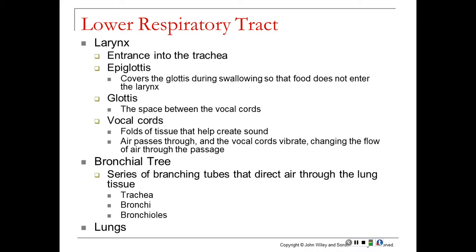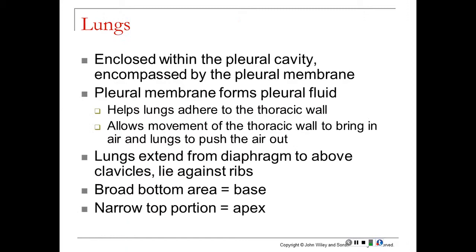Then there's the bronchial tree, which is a series of branching tubes that direct air through the lung tissue. It begins with the trachea, branches to the bronchi, and then eventually the bronchioles. Then you get to the lungs themselves, which is where all of the exchange surface is going to be sitting for the exchange of gases with our circulatory system.